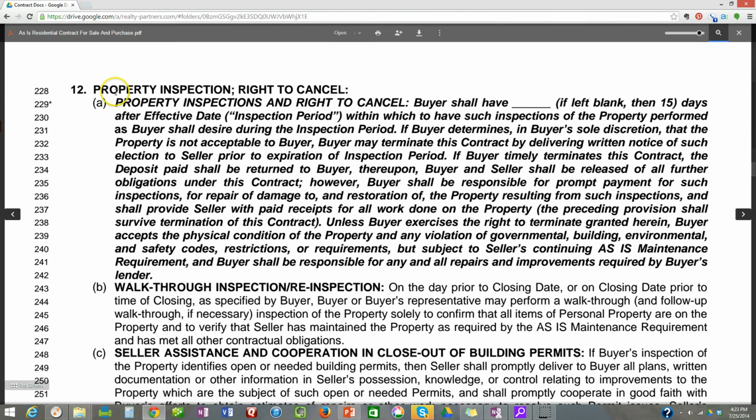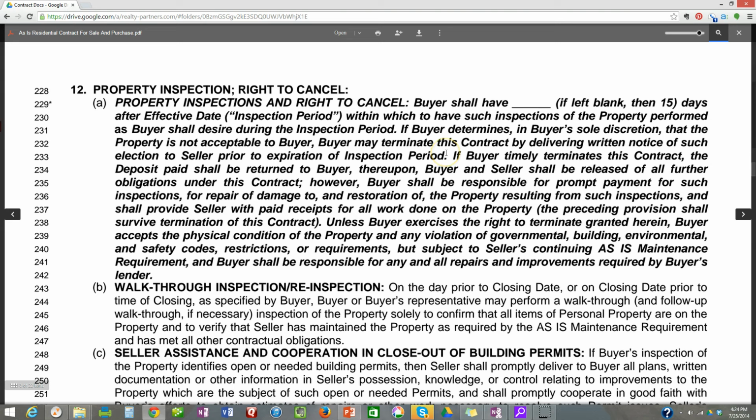Now here's the big one: property inspection and right to cancel. Buyer shall have X days, blank, and 15 after the effective date, within which to have such inspection of the property performed as buyer shall desire during the inspection period. If buyer determines in buyer's sole discretion that the property is not acceptable to buyer, buyer may terminate this contract by delivering written notice of such election to seller prior to expiration of the inspection period.